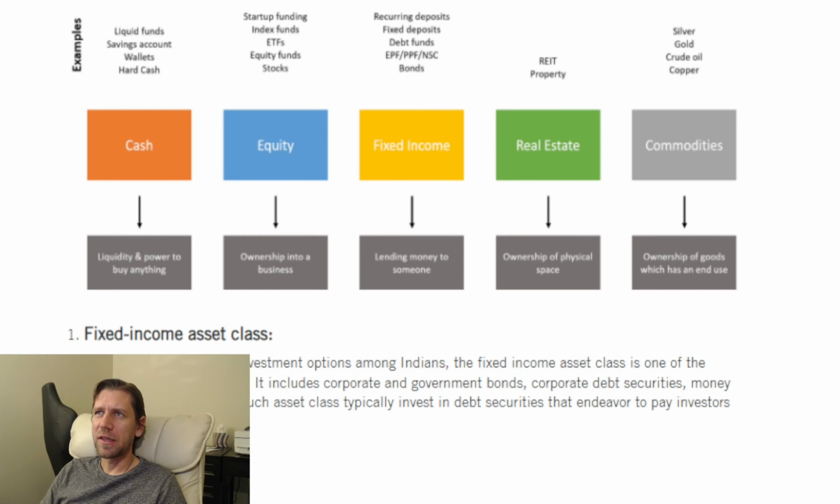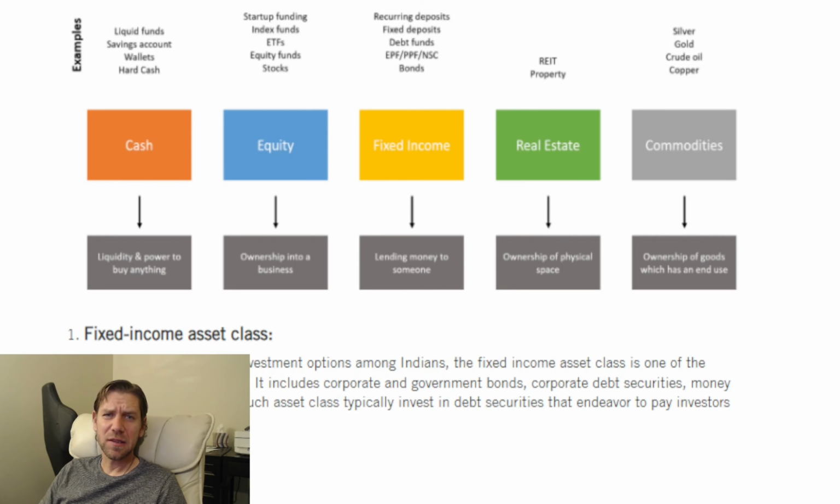Then we have fixed income. Those are usually like bonds, any kind of debt that you may be investing in. It says here you have a recurring deposit, fixed deposits, debt funds, EPF, PPF, NSC, or bonds. So basically any kind of lending that you might invest in. You give money to somebody, they give you back interest plus the principal at the end of the specified period.